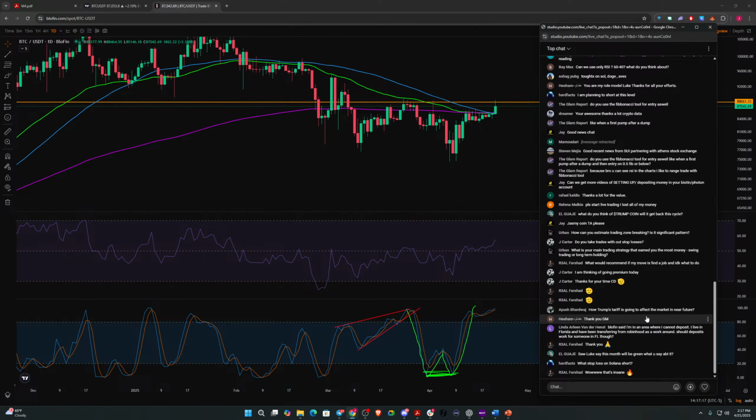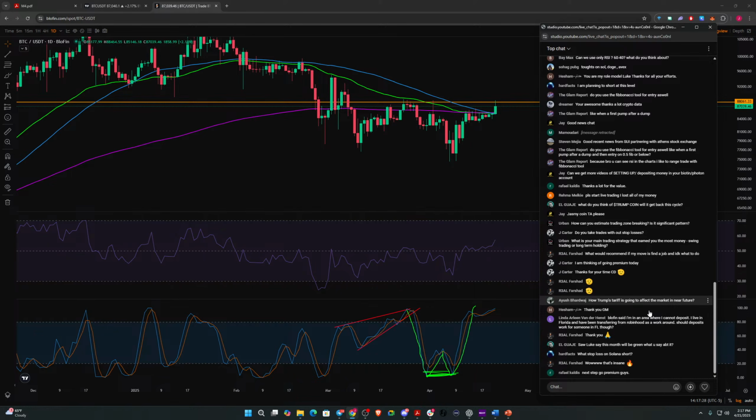Ayush says, how's Trump's tariff going to affect the market in the near future? Honestly, I think most of his actions on tariffs have been priced in now. It was a big shock to the market when he initially did it and kept doubling down. But now, with the bounce that we've seen and crossing over these big moving averages, the market's basically digested all the negative news that's going to happen from tariffs.